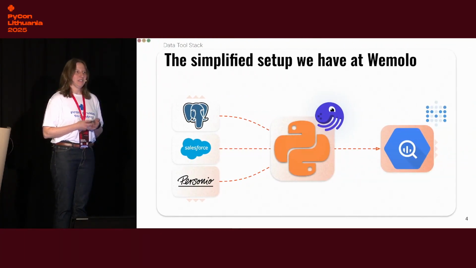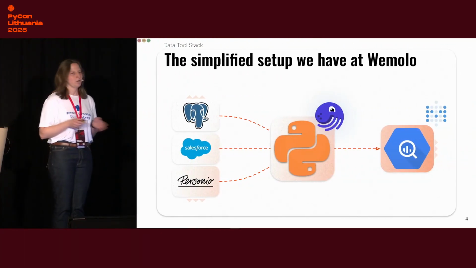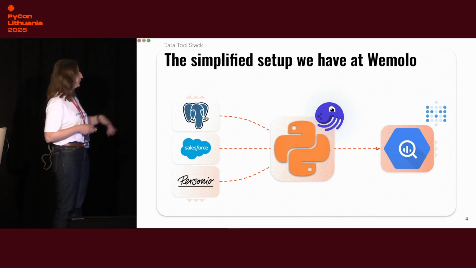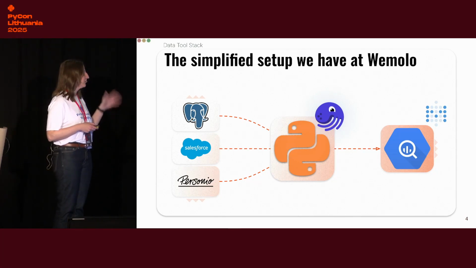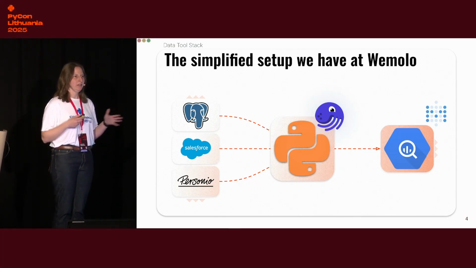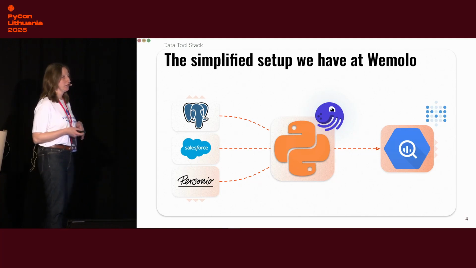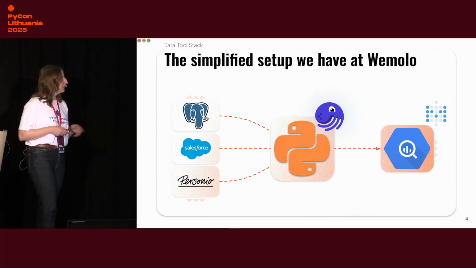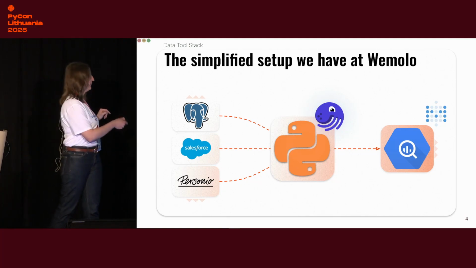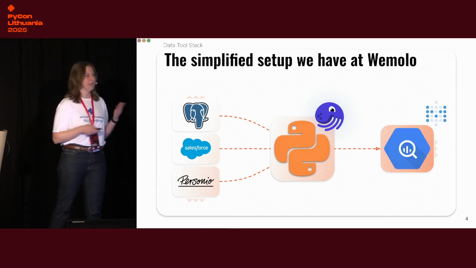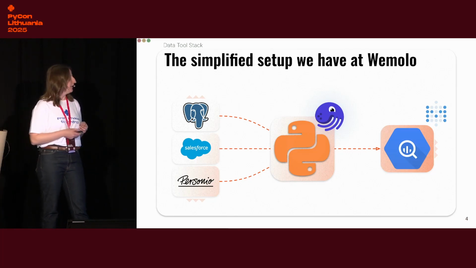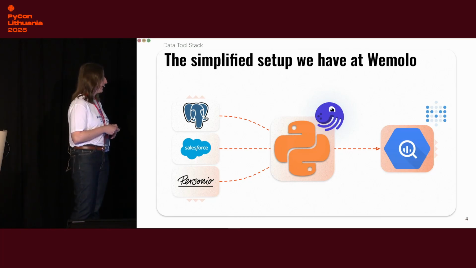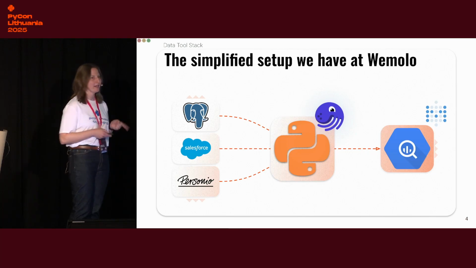A little about the stack. This is a quite common stack. We have a lot of sources, just three here, but we have a lot of sources. And then we use Python in the middle. We have an orchestration tool, which is called Dagster at the moment, which is this little guy in the middle here. And then the data warehouse is BigQuery. And we have a BI tool at the end here, which is connected directly to BigQuery.